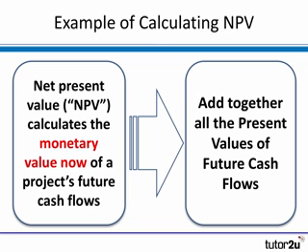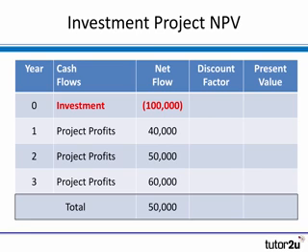So what we do to calculate net present value is really simple. We look at all the project's cash flows, we convert them to present values by applying the discount factor, and then we add them all up and see whether the total is positive or negative. That's the net present value, the sum of all the present values of future cash flows. So let's finish off by having a look at a quick example of that in action.